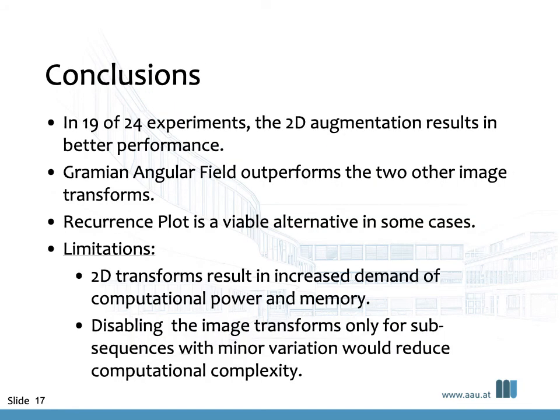The takeaways from our study go as follows. First, in most cases, actually 19 of 24 experiments performed, the two-dimensional representation provides better performance than the one-dimensional pipeline, especially the Gramian angular summation field that outperformed the two other algorithms considered in our experiments. Though the recurrence plot is also a viable alternative in some cases, as was demonstrated in the results section.